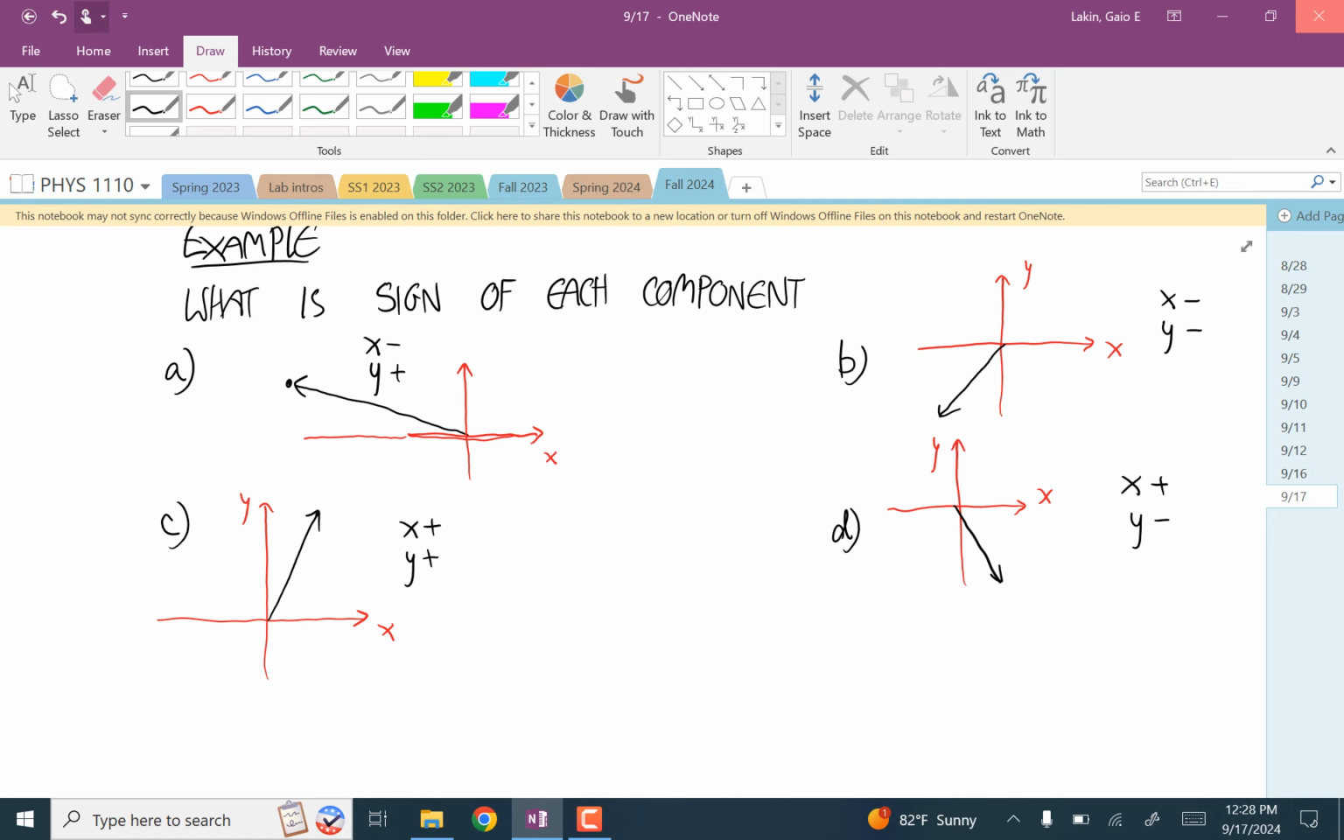Anybody have any questions about that? So you definitely want to be able to look at a vector and just intuitively eyeball what the component signs are. And this is how you do it, by thinking about it as coordinates of a point, okay?